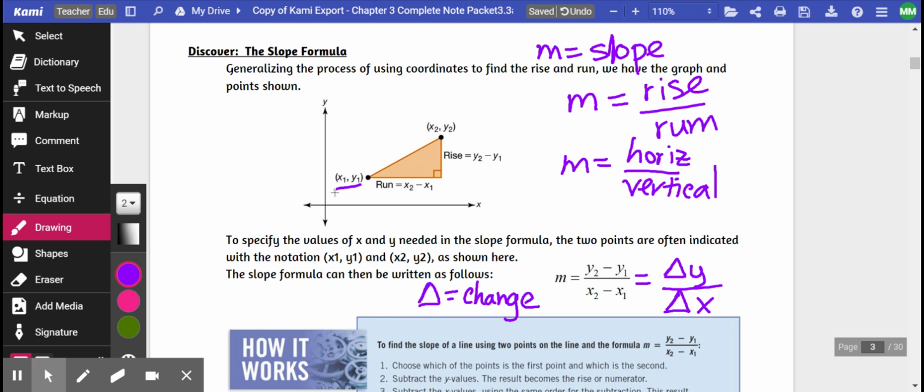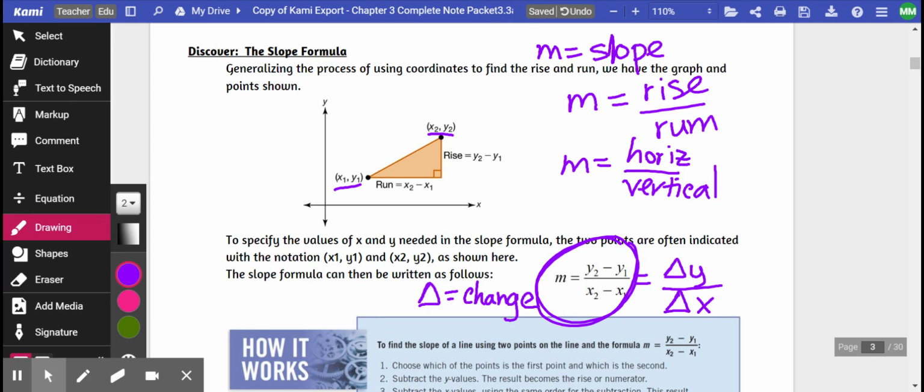If our first point is x1, y1, and the second point is x2, y2, you can use this formula right here to find your slope. And that's what we're really going to be doing for a lot of the problems coming up. So this is an important formula.